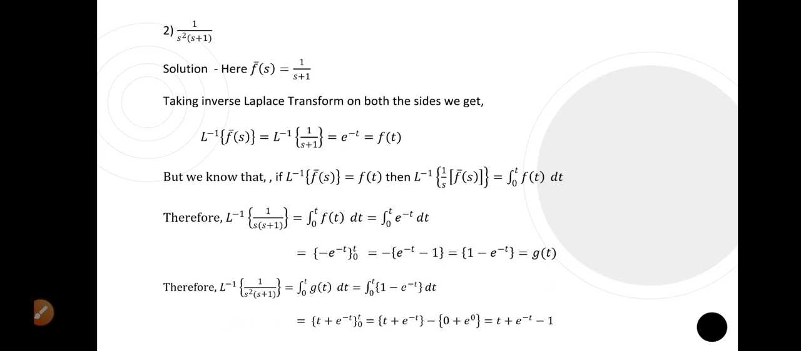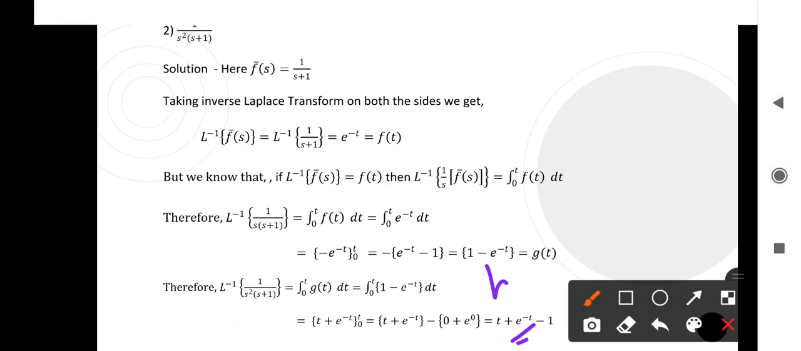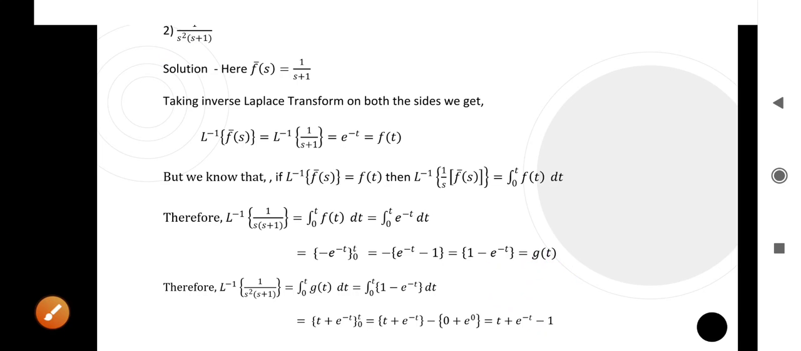If the original function is having 1 upon s cube, in that case you have to treat this function as some h of t, and you have to integrate this h of t one more time, so that you will get the final answer. So the number of 1 upon s factors in the given function decides the number of integrations with respect to t within the limit 0 to t. In this way you can use this method, that is the use of integration of f of t, to find the inverse Laplace transform of the given function of s.